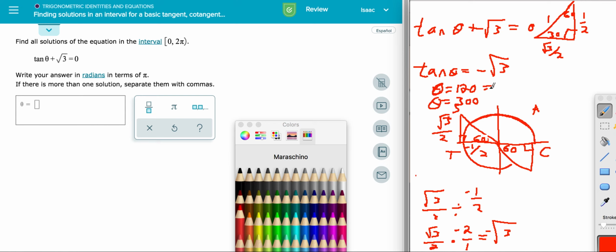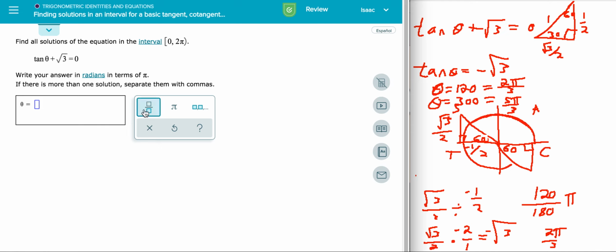But then we also need to put it in terms of radians, they said. My quick way of putting things in radians is take the degree, divide by 180, stick a pi on there. So that's 2 pi over 3 when you simplify. Okay, so 120 is 2 pi over 3. And then 300, if you do the same trick, 300 divided by 180, that's 5 pi over 3. Okay, so those are the two angles that work.